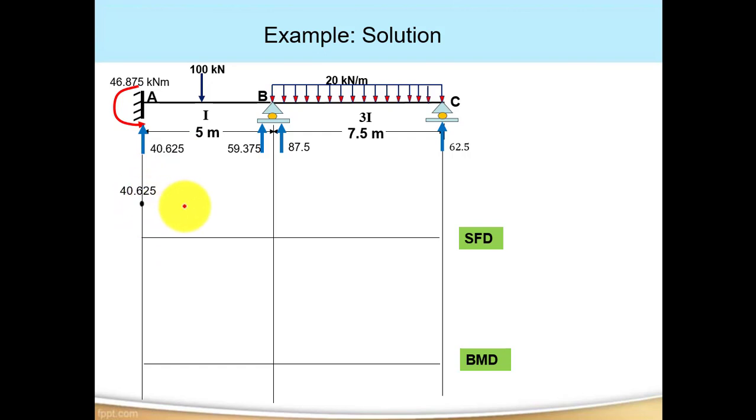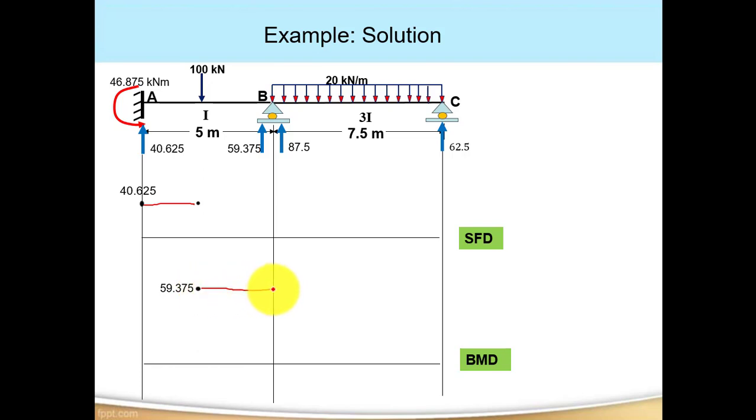Next, up to 2.5 meters distance, up to the 100 kN downward force, there is no load. Therefore, this will go constant. At 2.5 meter distance, we have a 100 kN downward force. Therefore, this force can go up to 40.625 minus 100, which equals minus 59.375. From this point up to point B, there is no load, so we can go simply like this, constant.